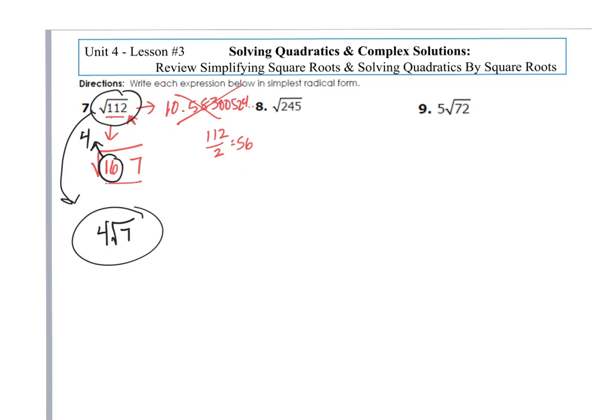It does say 4 square root 7. So it's kind of like magic, I say. So get yourself a Casio if you don't like this method. On number 8, we're taking the square root of 245.